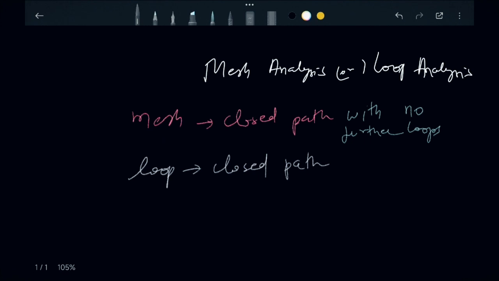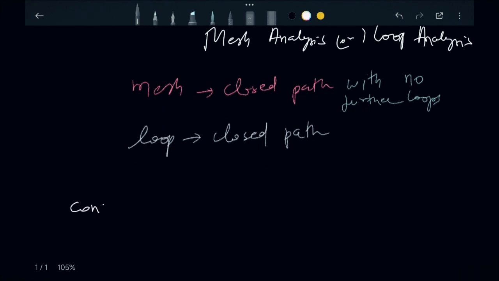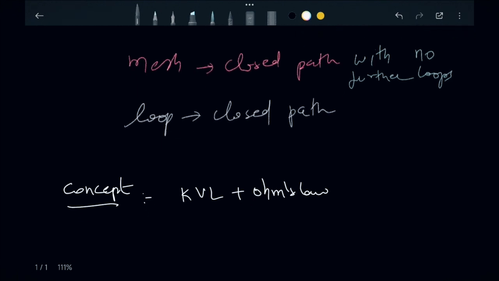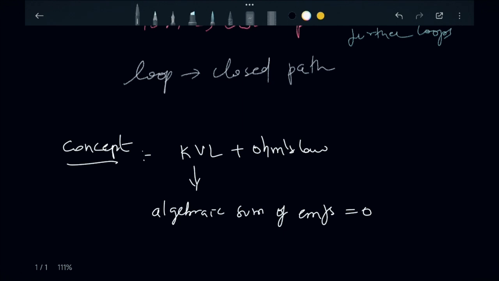For analyzing this, we must understand the concept of mesh analysis. The concept is that mesh analysis involves the application of Kirchhoff's voltage law, which is famously called KVL, plus Ohm's law. That means here we are going to find different currents using the basic concept of KVL. So what is Kirchhoff's voltage law? The algebraic sum of EMFs must be 0. Using this concept we are going to solve the method of mesh analysis.